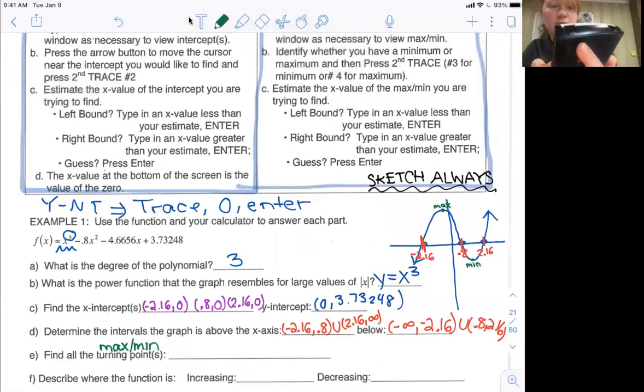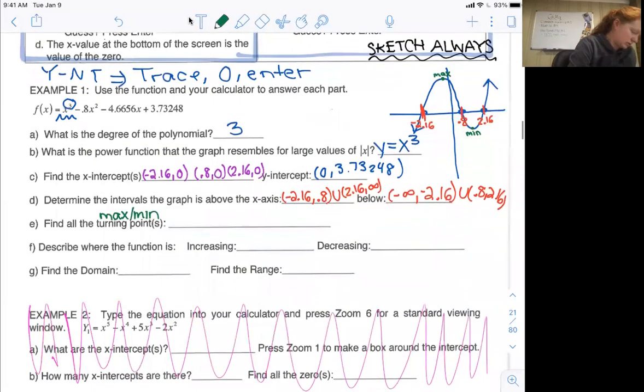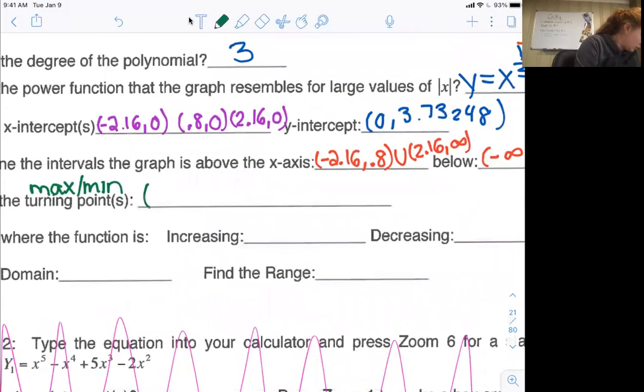So I'm going to do that in my calculator. Left bound, I'm going to move my cursor somewhere over here and hit enter. Right bound, I'm going to move my cursor somewhere over here and hit enter. Guess somewhere near the top of that hill, hit enter. So 3 questions, and then it tells me my maximum is x equals -1.0086. I'm going to round to the nearest hundredths, so 2 decimals, so I'm going to round up because of that. And my y value is 6.598, so I'm also going to round up to 6.60.